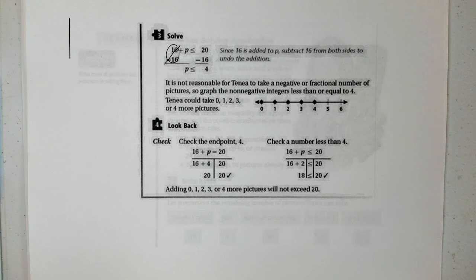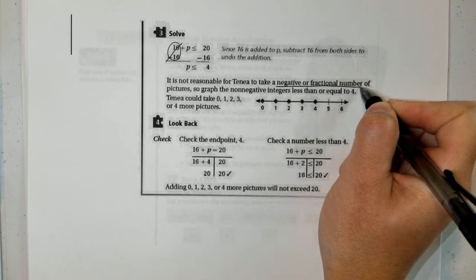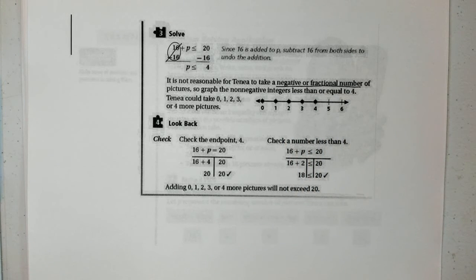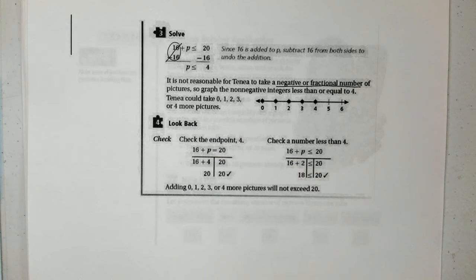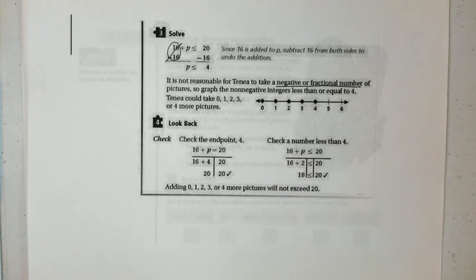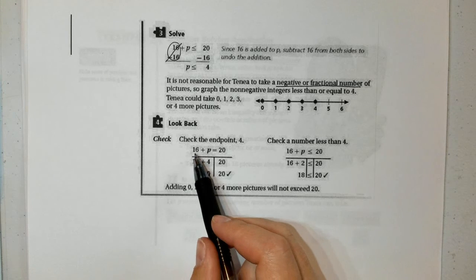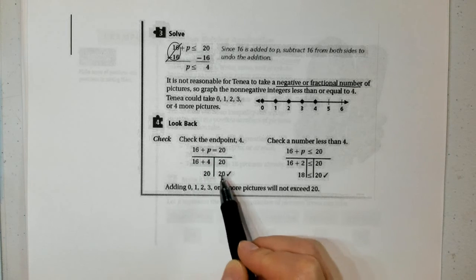Now, it's not reasonable for her to take a negative or fractional number of pictures. So, graphing the non-negative integers less than or equal to 4, she could take 0, 1, 2, 3, or 4 pictures. So, you only have a closed dot at 0, 1, 2, 3, or 4. And now, just to make sure it's reasonable, check the endpoint. So, here we had 4. So, 16 plus P equals 20. 16 plus 4 does equal 20, so that sounds good.